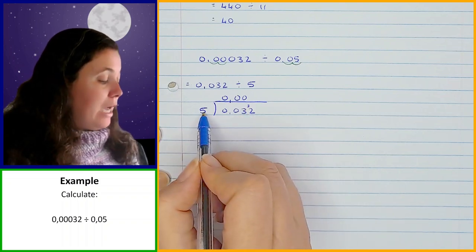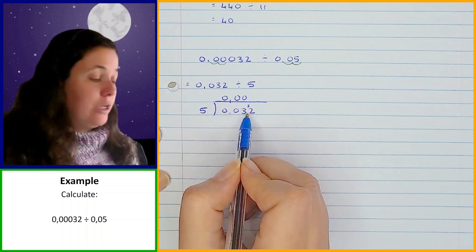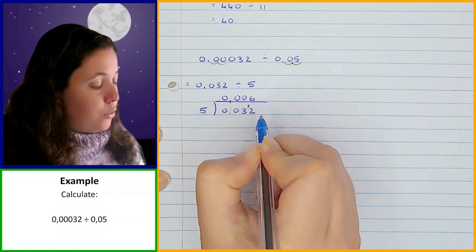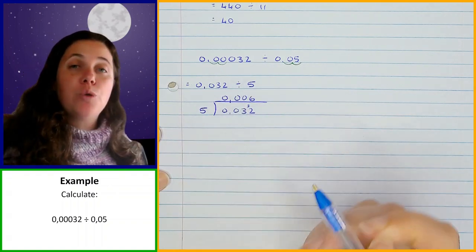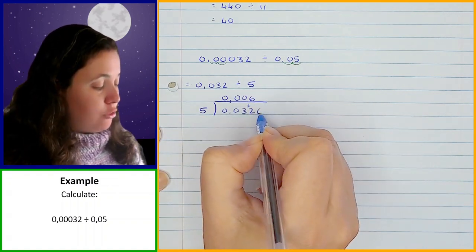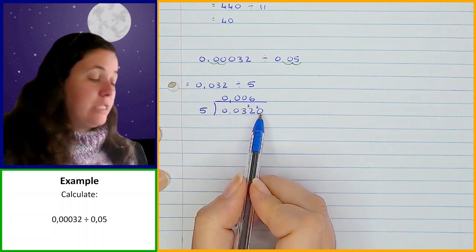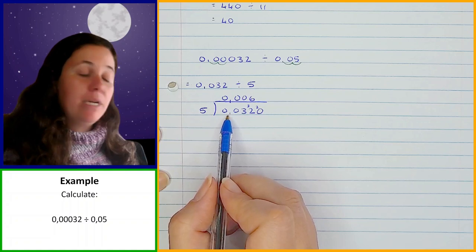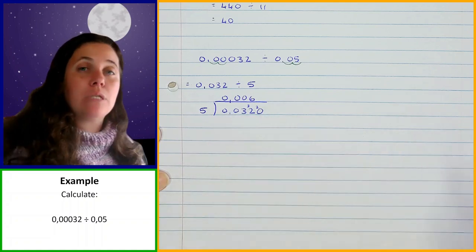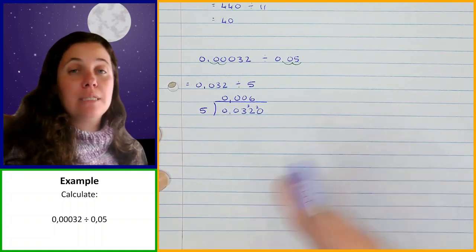32. 5 does go into 32, it goes into 32 6 times, with a remainder of 2. Now, what do I do with that remainder of 2? I'm going to put an extra 0 over here, and I'm going to put my remainder over there. I can add extra zeros because it's after the decimal point. It doesn't matter if I add more zeros to my number. It's still going to stay the same value.